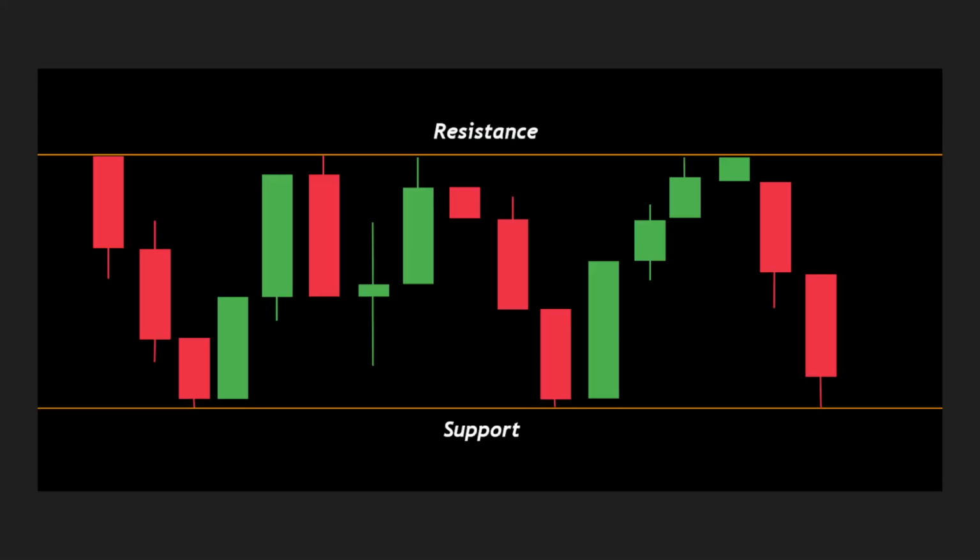And to recap, this is just an instance of resistance and support. Once again, support is on the bottom. Multiple instances of price failing to break past or falling below this support level. It's this price floor. Resistance is on top of price action, and this is our price ceiling where price fails to overcome or go above the level.